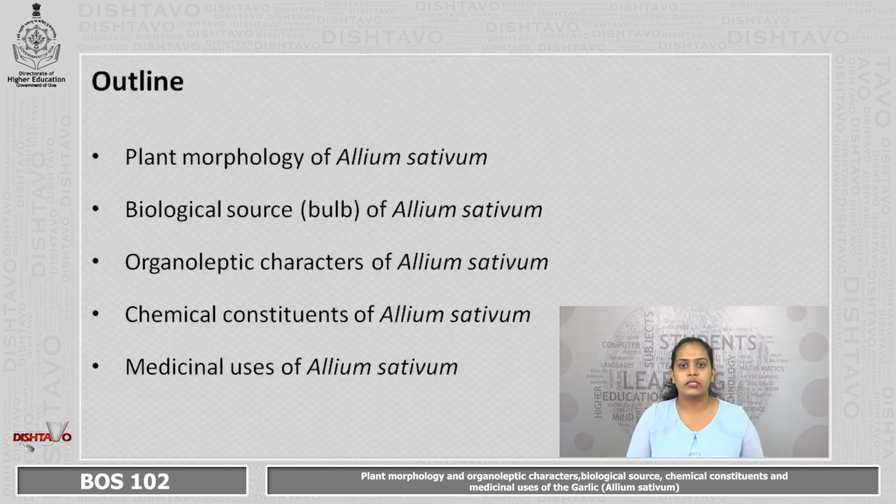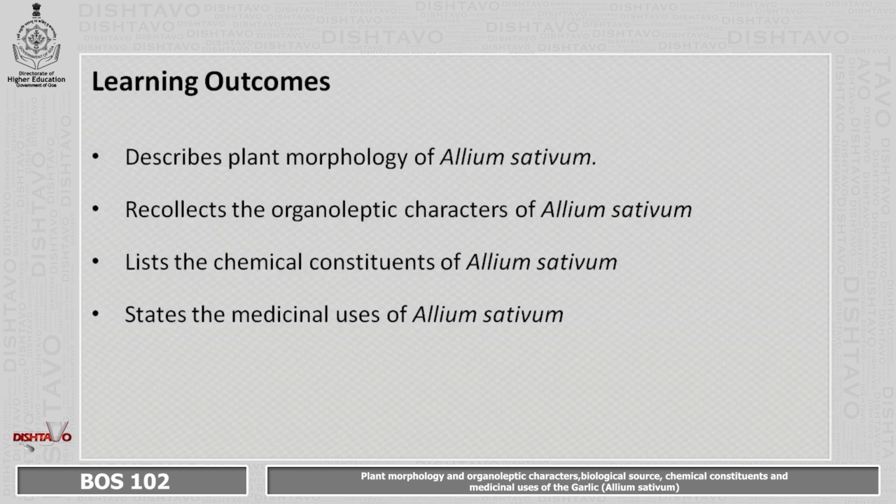The outline of this e-module is plant morphology, biological source, organoleptic characters, chemical constituents and medicinal uses of Allium sativum. At the end of this e-module, the student will describe plant morphology of Allium sativum, recollect the organoleptic characters of Allium sativum, list the chemical constituents of Allium sativum, and also state the medicinal uses of Allium sativum.